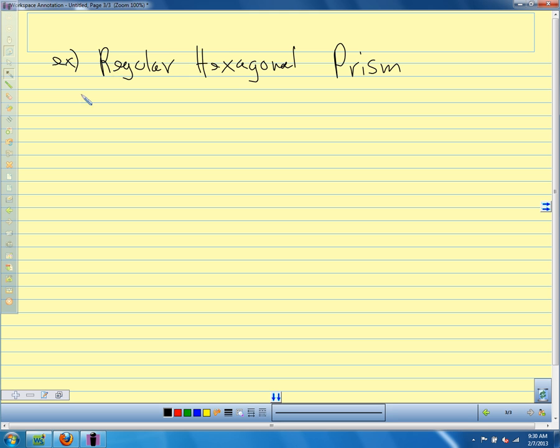All right, so our dimensions. The height is 12 centimeters. The apothem is 10 square root 3 centimeters. And the base side length is 20 centimeters. And we want the surface area.